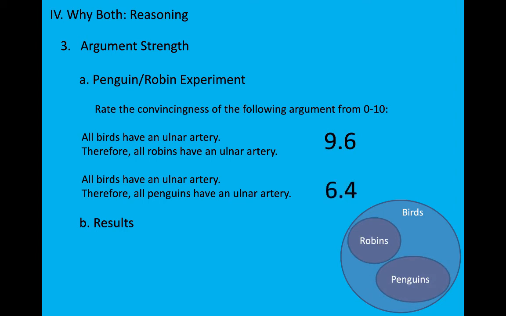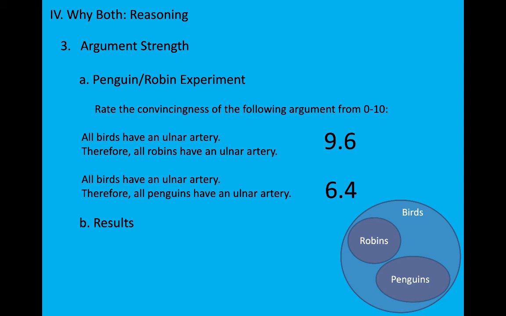Why does that matter? Well, this holds even for subjects who affirm robins are birds and also affirm penguins are birds. So they agree all birds have an ulnar artery, penguins are birds, therefore penguins have an ulnar artery. But they say that's less convincing somehow than all birds have an ulnar artery, robins are birds, therefore all robins have an ulnar artery. Well, the arguments have the same exact logical structure. Since they have the same exact logical structure, and subjects affirm that each premise is true, they ought to rate them as equally convincing. But they don't.